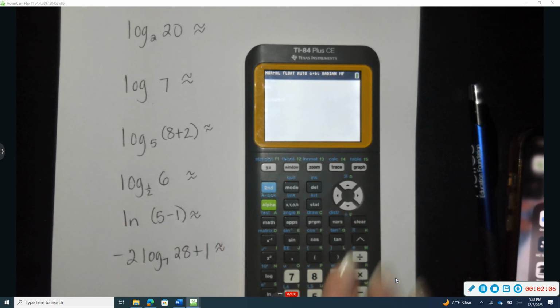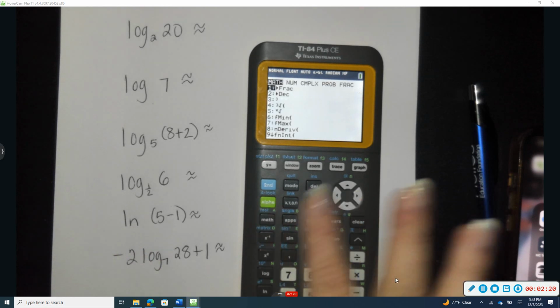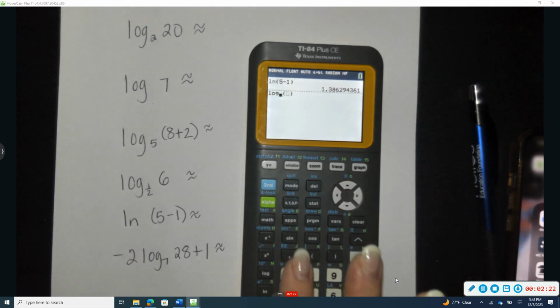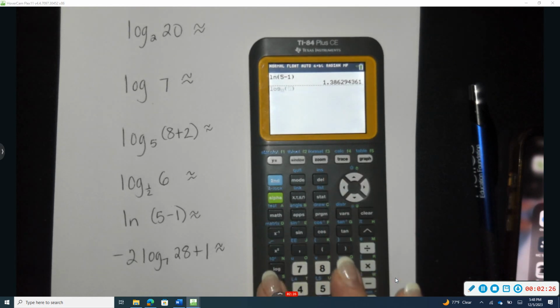Let's go on to the second to the last example. ln is the same as log base e, and I'm going to demonstrate how I could write both or type both into the calculator. So here's ln, natural log, and then in parentheses 5 minus 1. I could also plug this into the calculator as log base e. Now, where do we find the e? It is down here. Log base e.